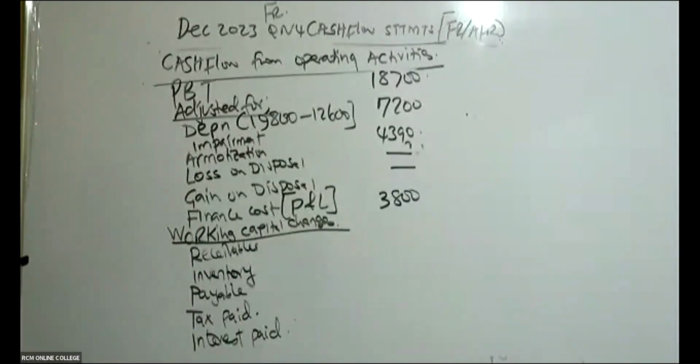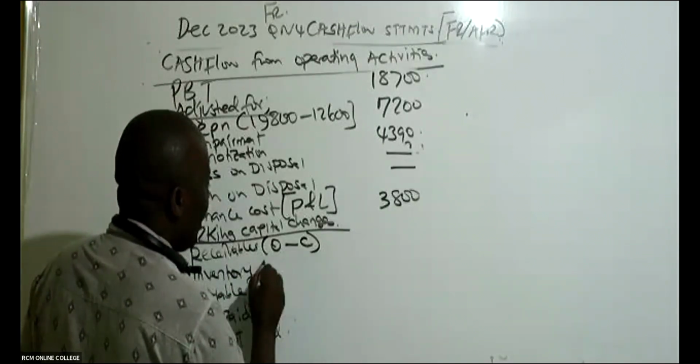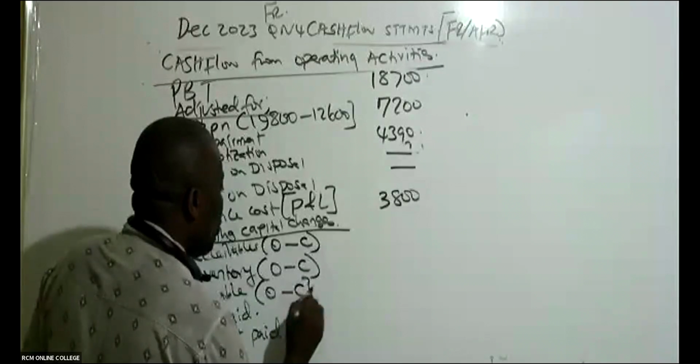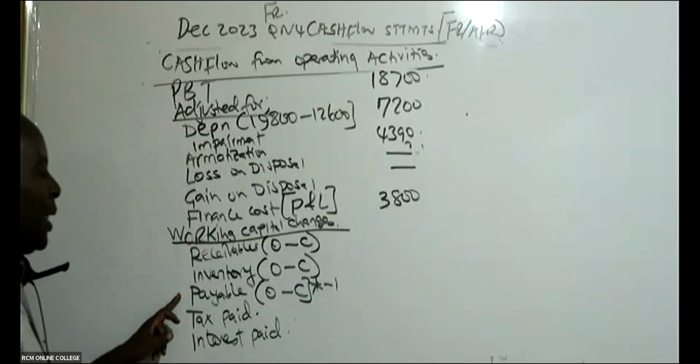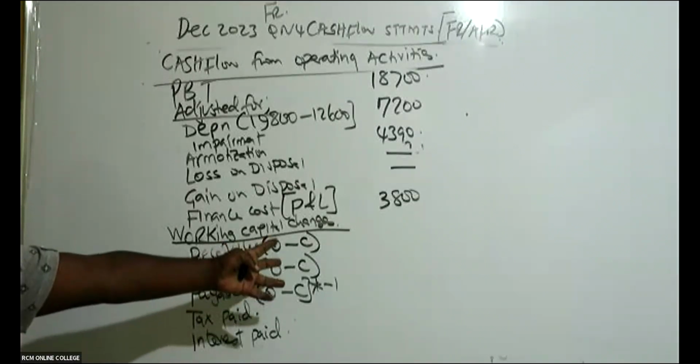Then you come in this case to working capital changes. Working capital changes, these are free marks. Why are they free marks? Because it is all about saying O minus C. For a payable, a liability, you say O minus C multiplied by -1, because being a liability, you must change it. O is opening, C is closing.